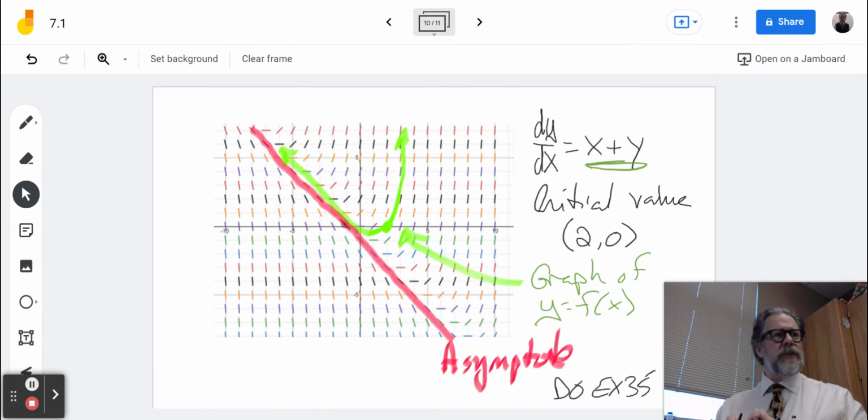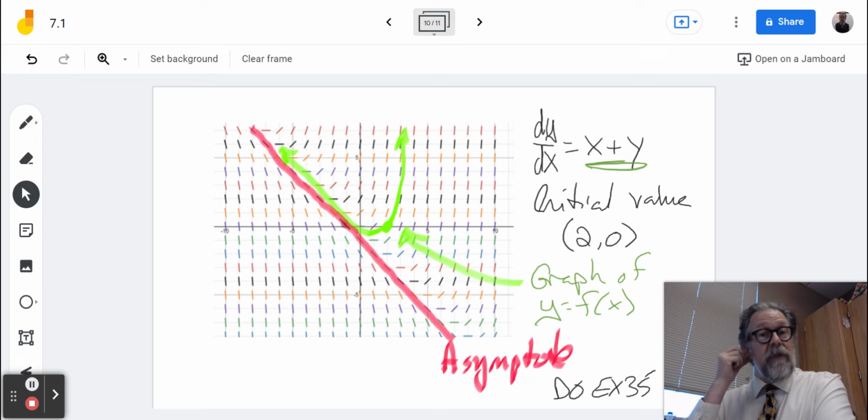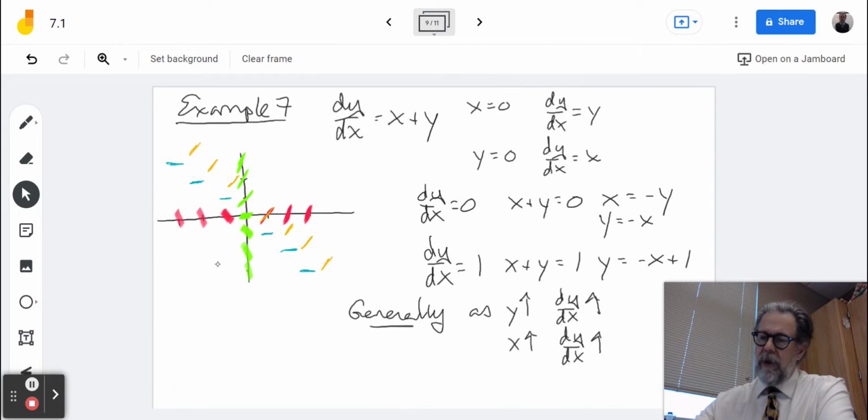Okay, so in the last video I showed you something called slope fields, and how we generate them. We started with the derivative of a function, and the derivative was a function of x and y. We went through some basic ideas: what happens if x is 0? What happens if y is 0? What happens if the derivative is 0? What happens if the derivative is 1? And we were able to generate a rough approximation of this slope field.